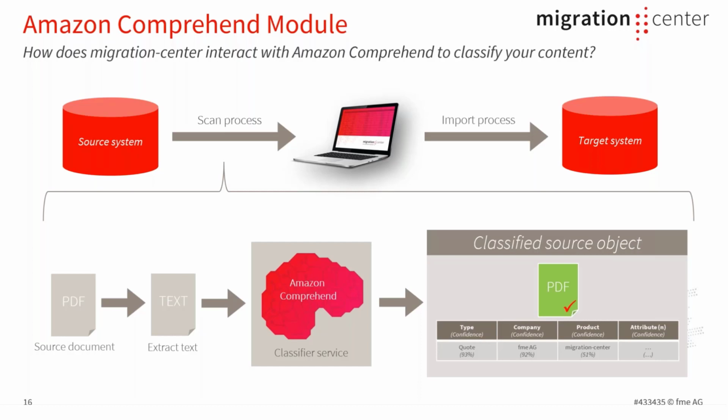The result will be a new attribute and the score or confidence. As you can see here on the slide, we have a type, a company, and a product. The type is a quote, the company is FME AG, and the product is Migration Center. But you can also see the score, the confidence. That means the system, or Amazon Comprehend in this case, has a confidence of 93% that this document is a quote, 92% that the quote is about FME AG, and just 51% confidence that it is related to the product Migration Center. That's the information you get after executing our Amazon Comprehend module.